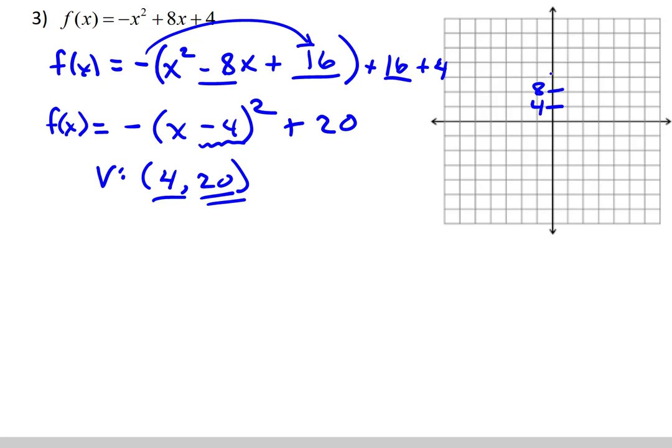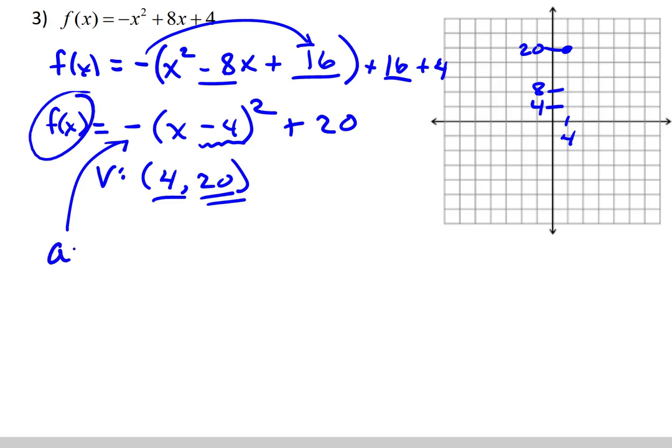So 1, 2, 3, 4, 5 grid marks up there would be 20, vertically speaking. My vertex is at the point (4, 20), and again, if I keep the same scale for the x-axis, where one grid measures 4 units, that means I'm going to put a point right at (4, 20) for my vertex.